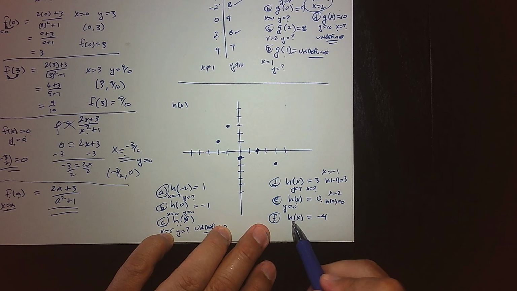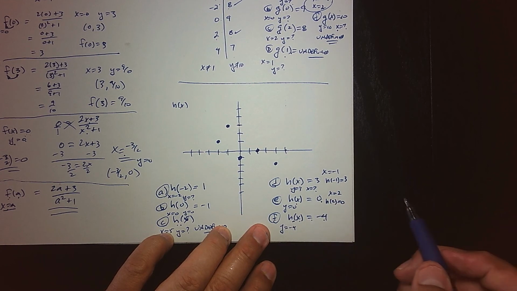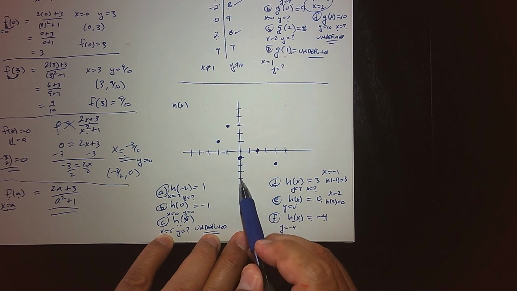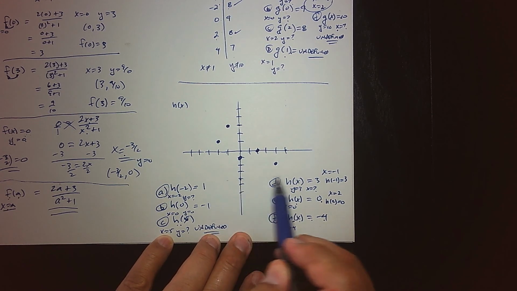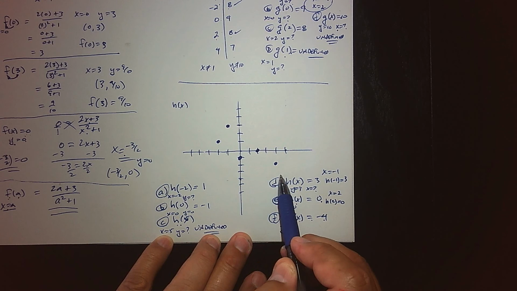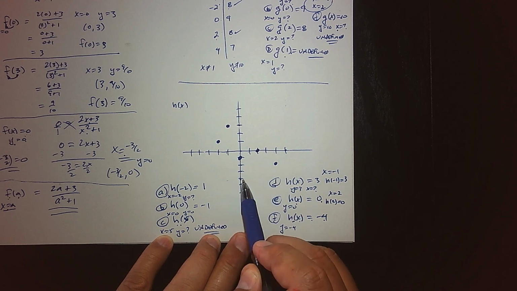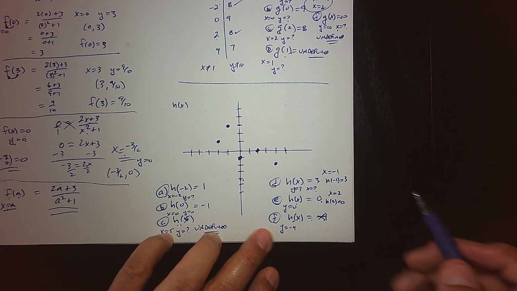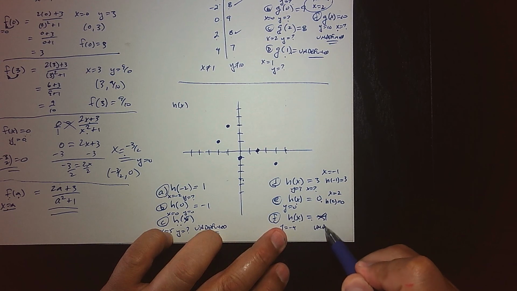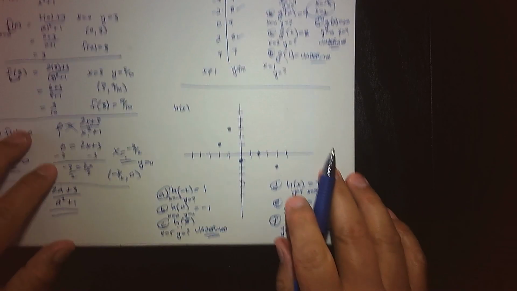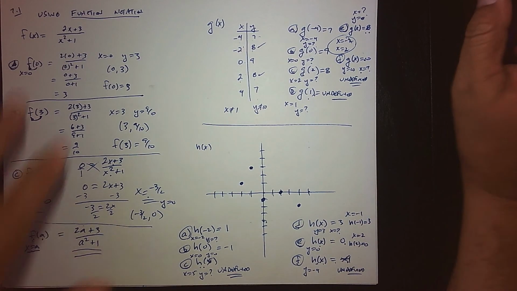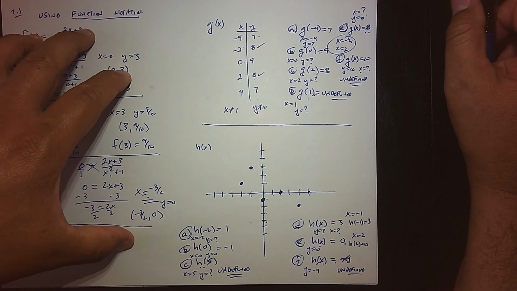What happens when h of x is equal to negative 4? Well, again, I'm giving you the output. Y is negative 4. When I look at negative 4, I can see that there is no corresponding data point that goes with negative 4. So negative 4 is not in the range. So this is undefined.